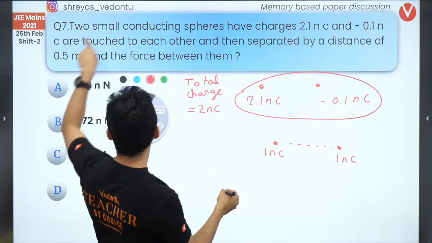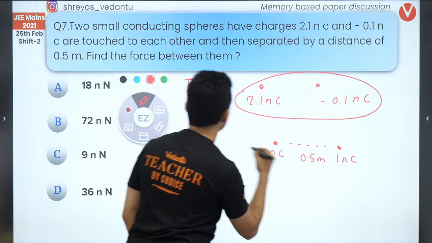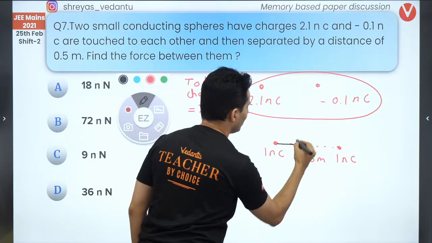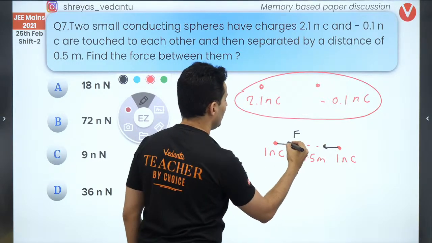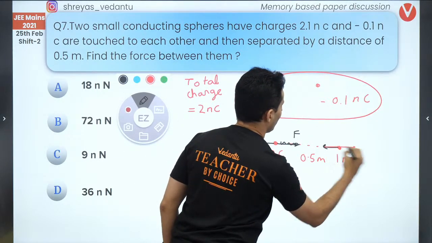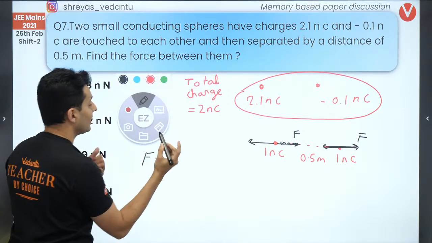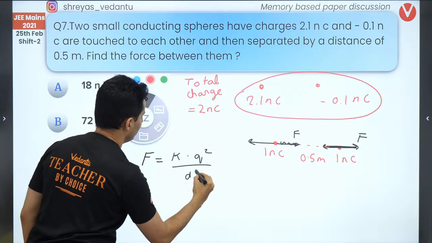The distance between them, how much is it? It's 0.5 meters. So, guys, what will be the force between them? Oh, it's going to be repulsive. My bad. Sorry. This is going to be repulsive in nature. What will be that force? That force will be K into Q square divided by distance square.